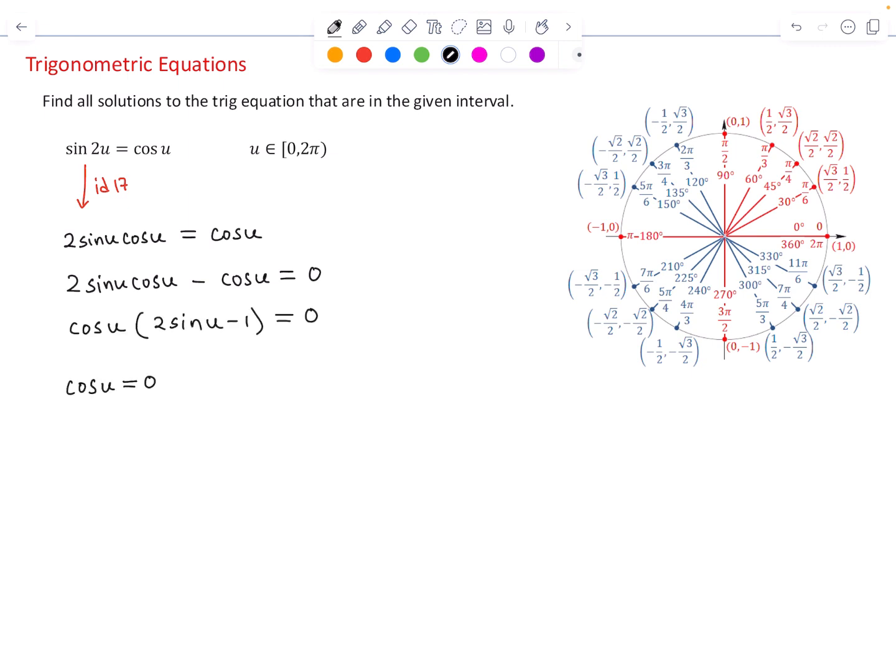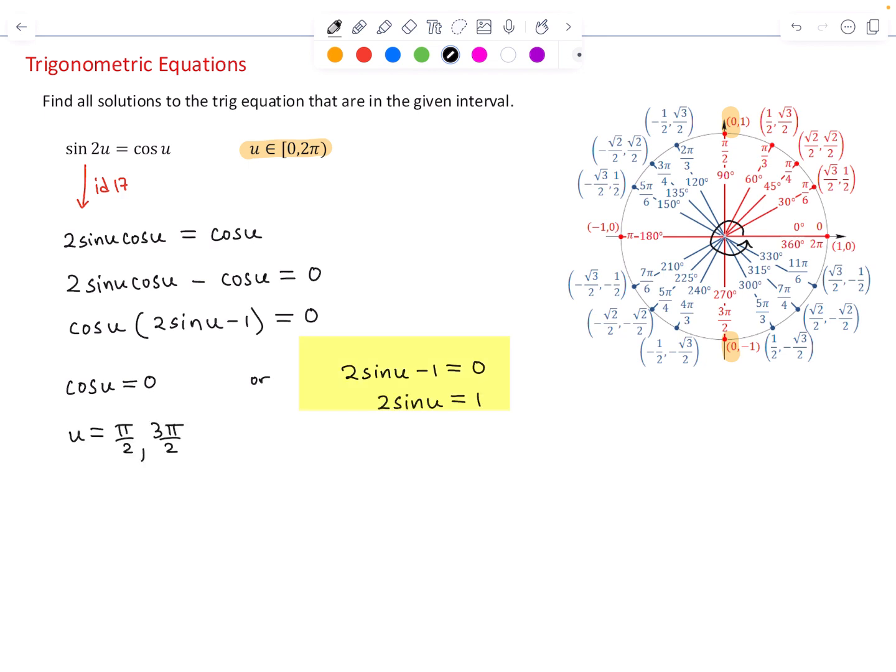So either cosine of u must be 0, or 2 sine u minus 1 must be 0. So looking at the unit circle, the cosine is the first coordinate, and that is 0 at the top and bottom of the unit circle, corresponding to angles pi halves and 3 pi halves. And again, we are looking for only answers that are between 0 and 2 pi. So that's 1 counterclockwise rotation around the circle.